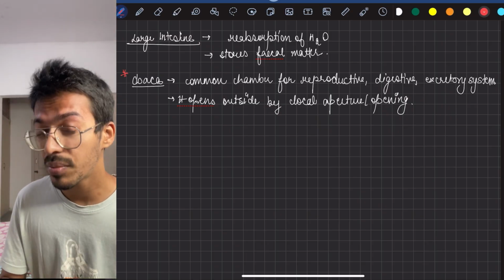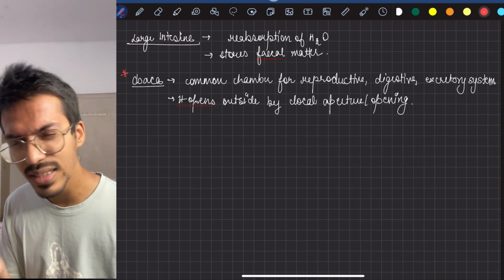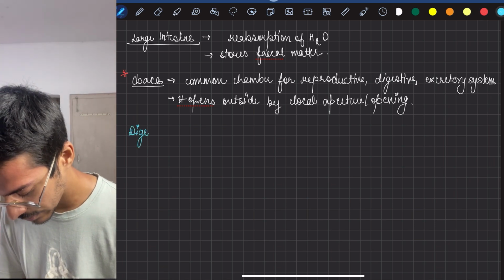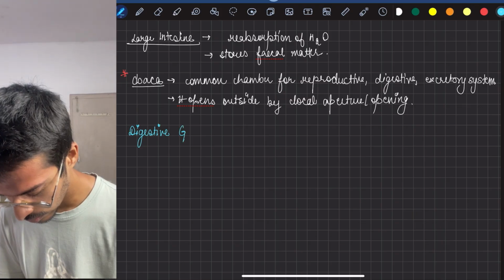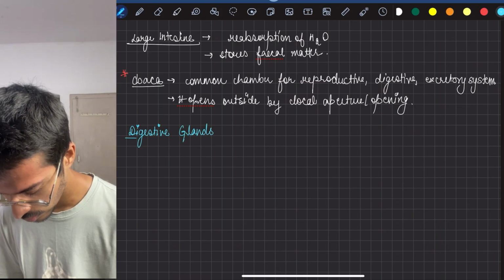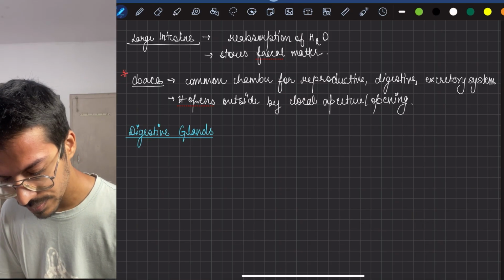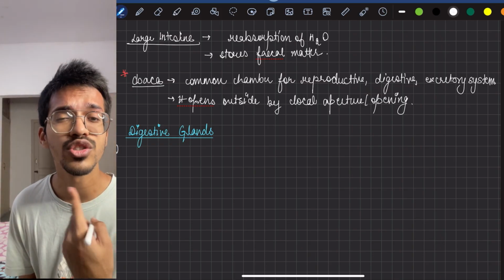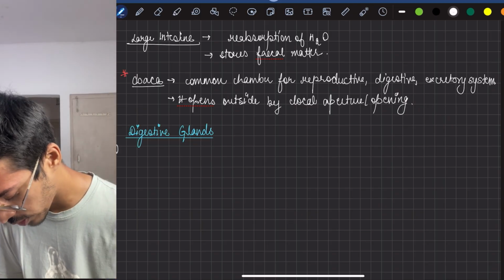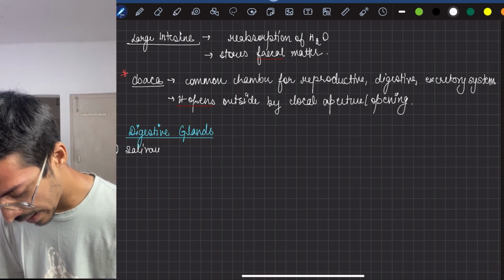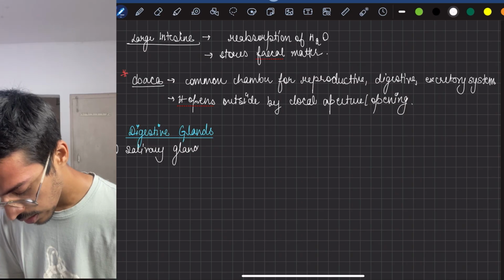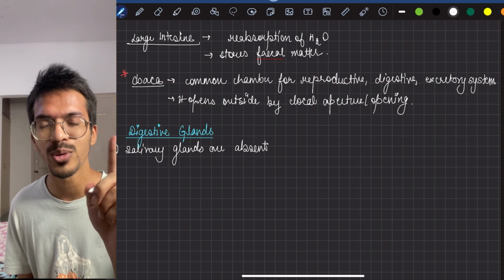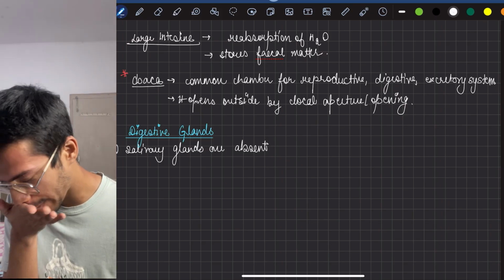This is about this. What about the digestive glands? So just quickly see the digestive glands. Number one, salivary glands are not present in them, so no digestion will take place in the mouth. Initially I think I said that it's present. No, it's not present. In humans it's present, not over here.